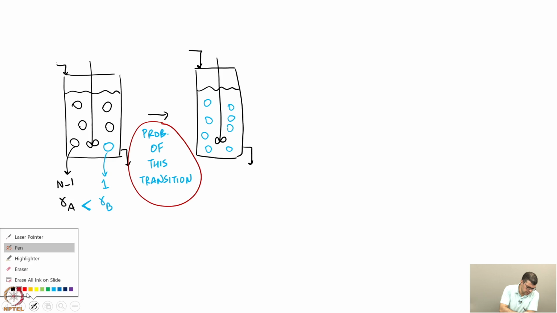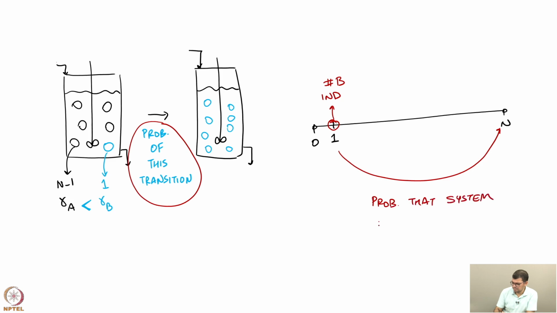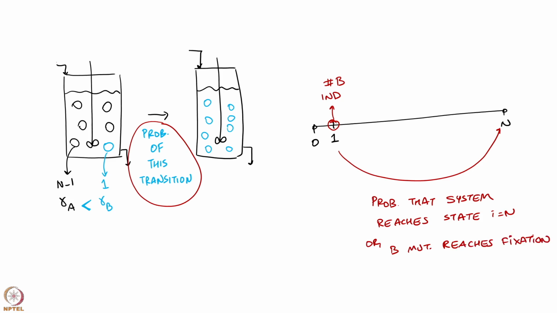In another context, we defined this in the form of a number line where we have 0, 1, n, and we ask that if my system is present here, where this number represents the number of B individuals in the system, and once the mutation happens I am only going to have one of them, what is the probability that the system reaches state n, or the B mutation reaches fixation? So, we will keep in mind that these are the bigger goals that we are working towards while we do this somewhat bookkeeping-heavy, cumbersome math in this video.